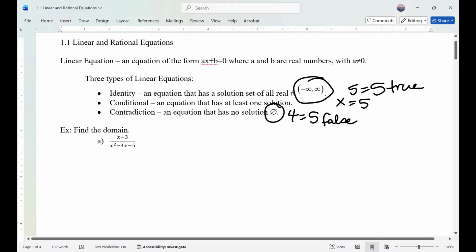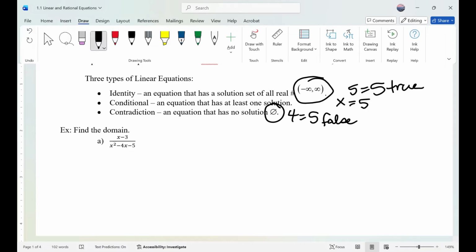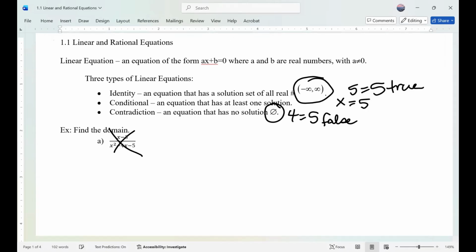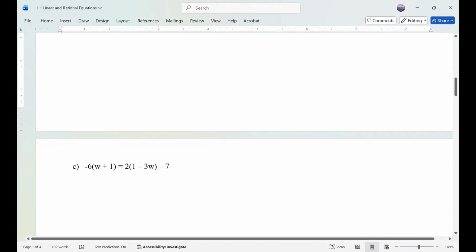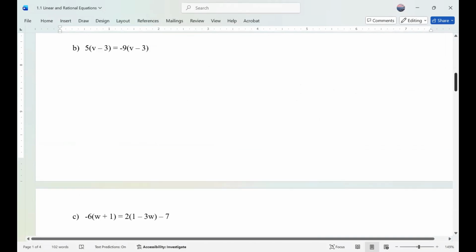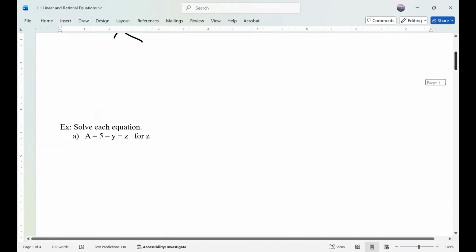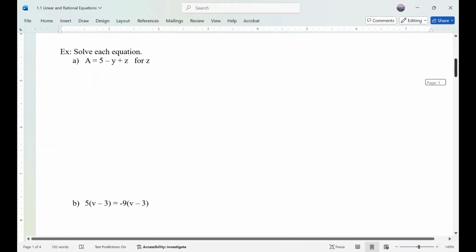All right, we're going to hit this kind of instance here in another lesson, so I'm not going to do that right now. So let's go on down. All right, and we're just going to go ahead and start solving.